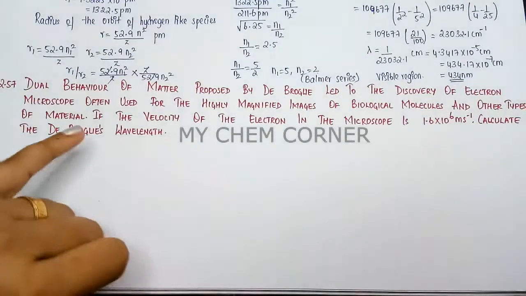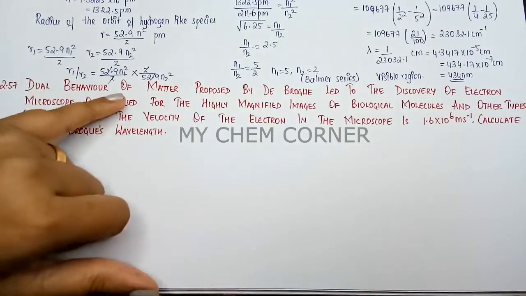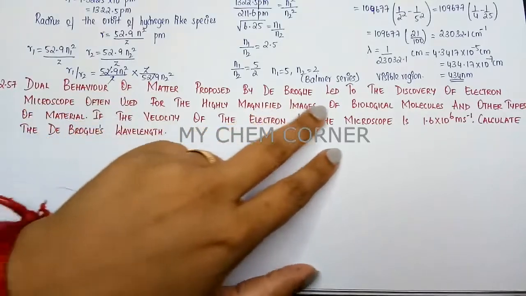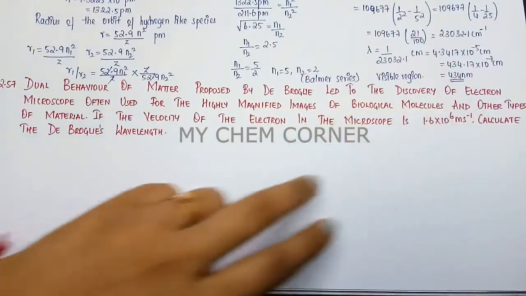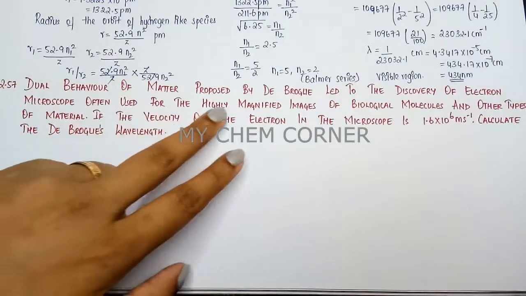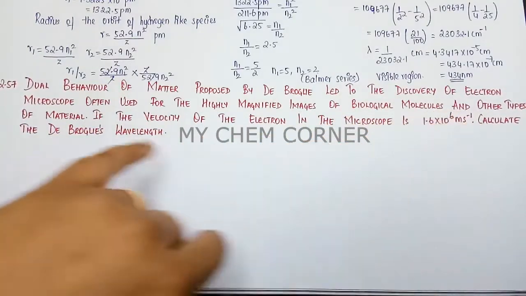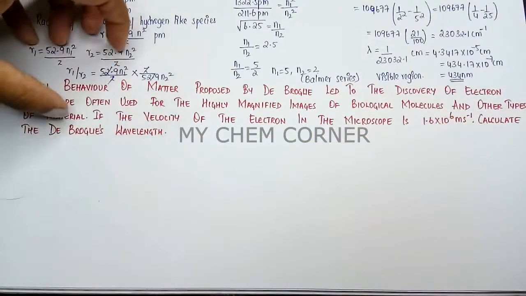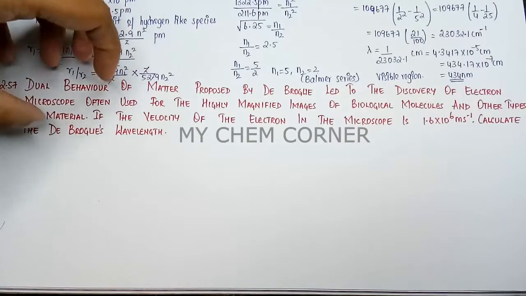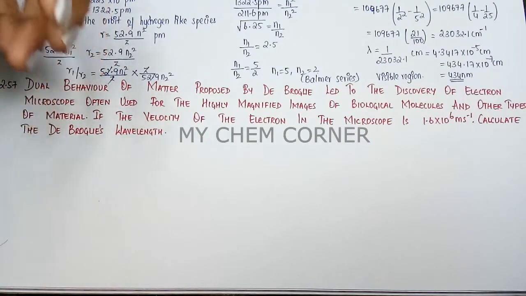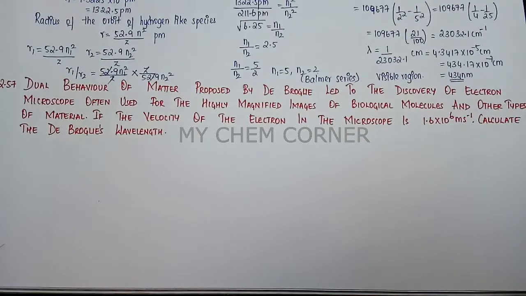Next question is question number 2.57. Dual behavior of matter proposed by de Broglie led to the discovery of an electron microscope often used for highly magnified images of biological molecules and other types of material. So basically the first set of the statement or the question is basically a certain piece of information that's given to us.